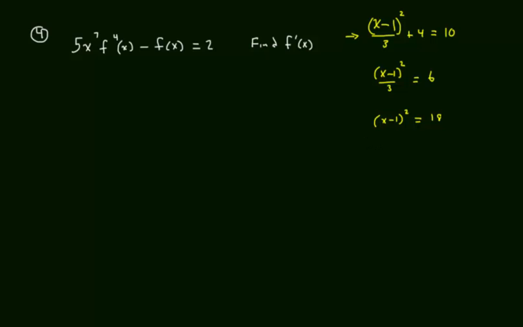In the next step, I would take the square root of both sides, and that would give me plus or minus the square root of 18. And then the last step, I'd add 1, so 1 plus or minus the square root of 18. The reason I show you that is you should be comfortable with doing that.